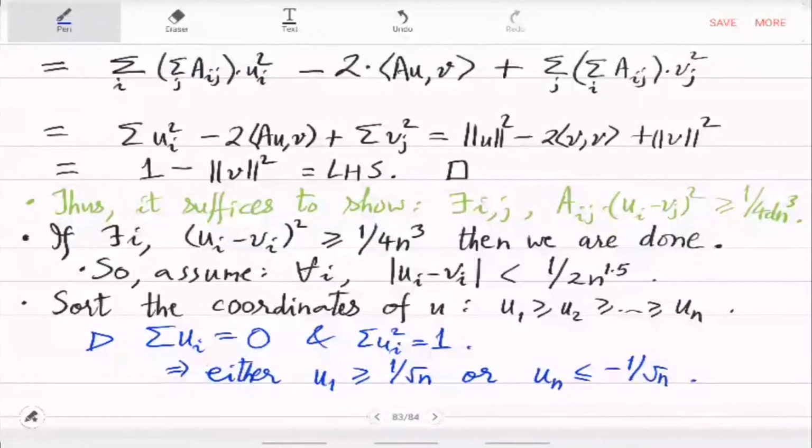Right, because the sum has to be 0, so for positives there will also be negatives, and you know that u1 is non-negative, and if u1 is positive, then un will be negative. And with the sum of squares being 1, you get either u1 bigger than 1 by root n or un smaller than minus 1 by root n. So these are the properties you know. So you know that there is a gap between u1 and un, and the gap is at least 1 over square root n. Right, we have gotten a gap.